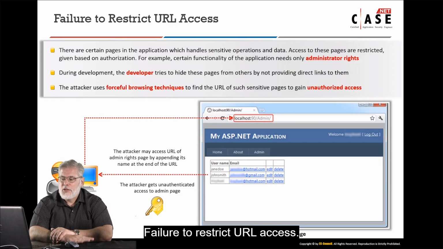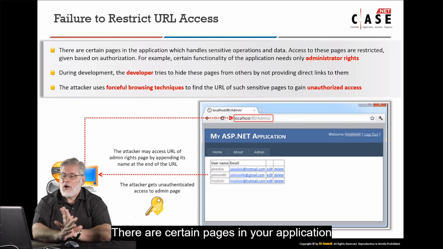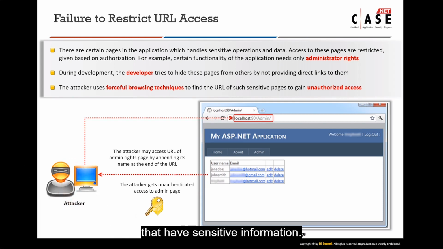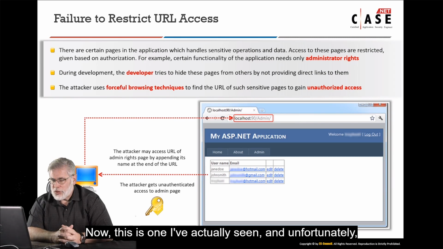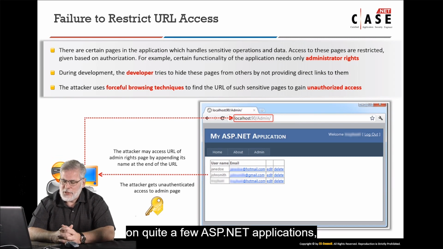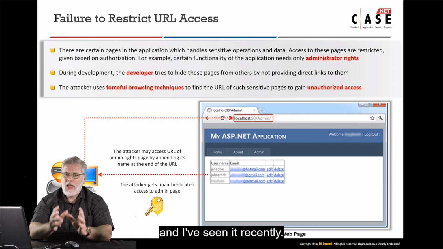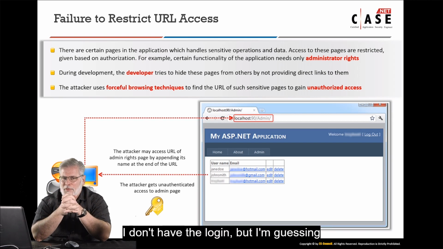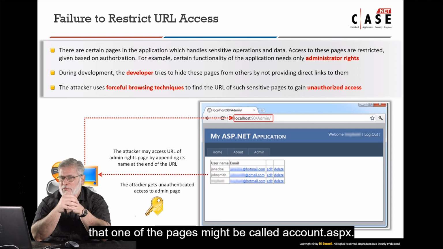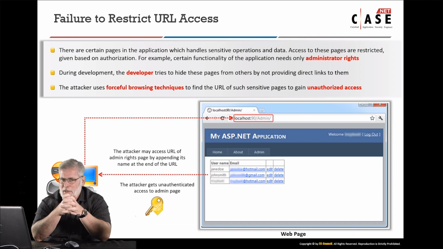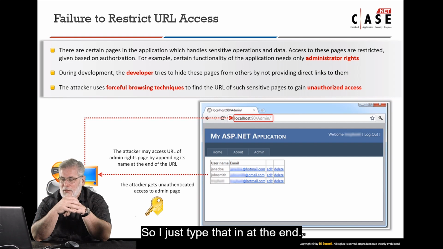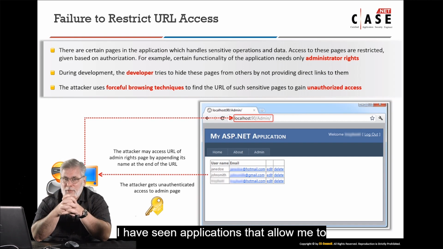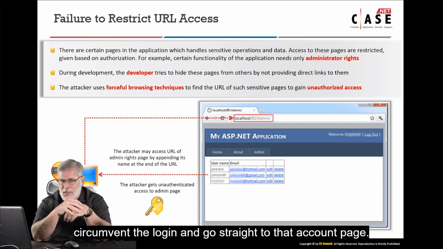Failure to restrict URL access. There are certain pages in your application that have sensitive information. Now, this is one I've actually seen, and unfortunately, on quite a few ASP.NET applications, and I've seen it recently. I go to a website, and there's a login page. I don't have the login, but I'm guessing that one of the pages might be called account.aspx, so I just type that in at the end. I have seen applications that allow me to circumvent the login and go straight to that account page.